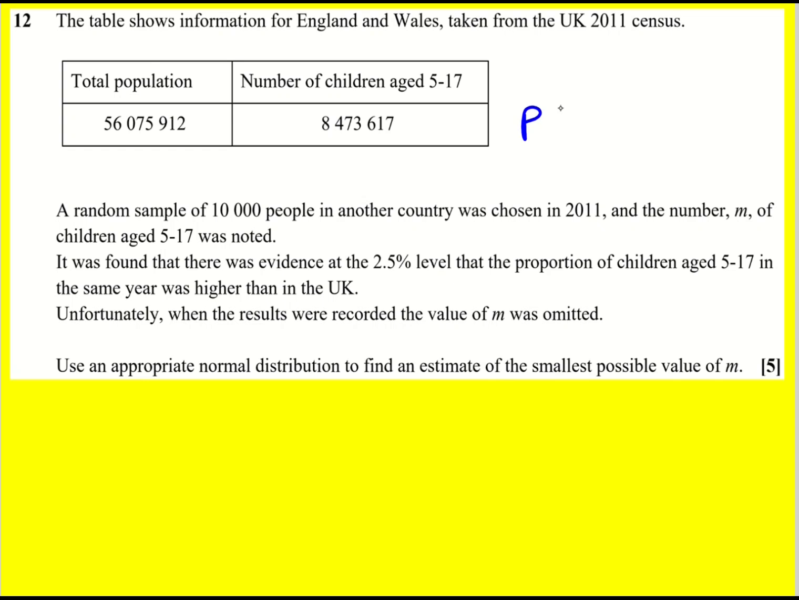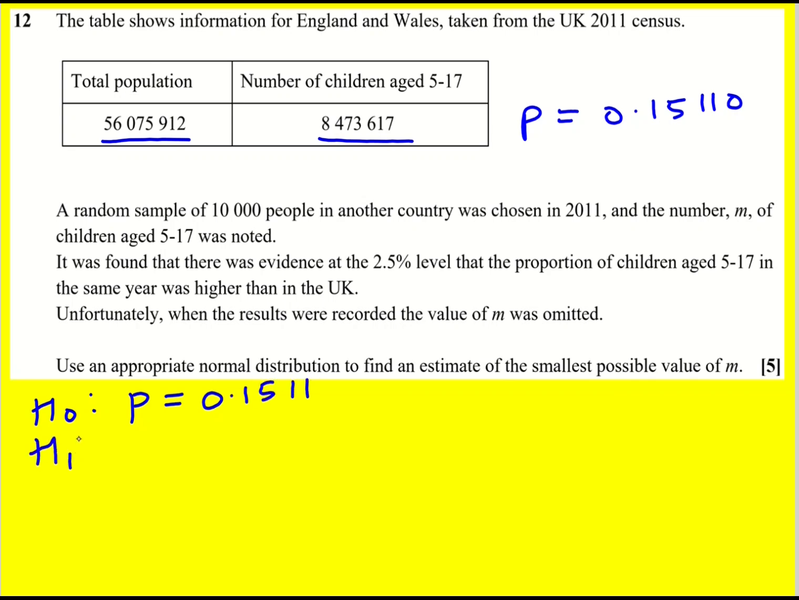So first up, the proportion of children in the UK is going to be this 8 million and such divided by 56 million. It ends up being 0.1511, okay, about 15%. So when we construct our hypotheses, H0 is going to be that p is still 0.1511. And H1, so they were looking, it was found there's evidence that it's higher, so it's going to be that p is greater than 0.1511.